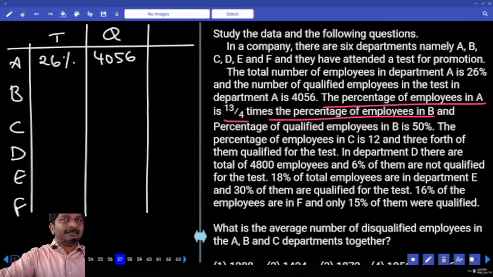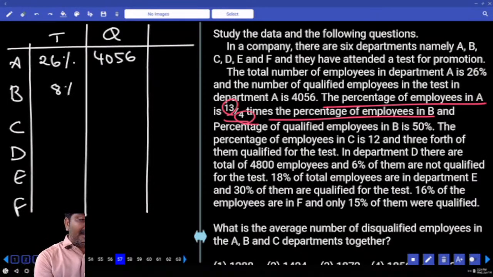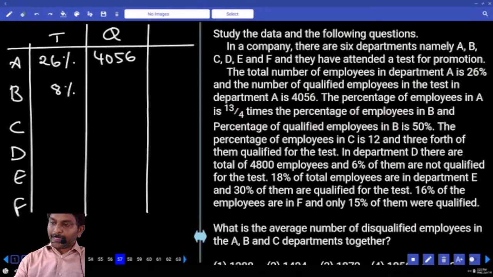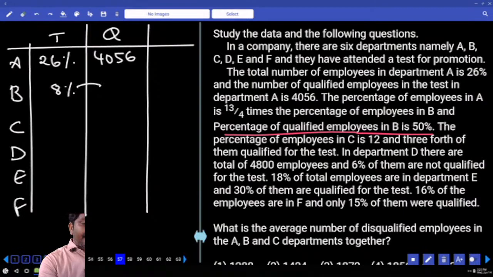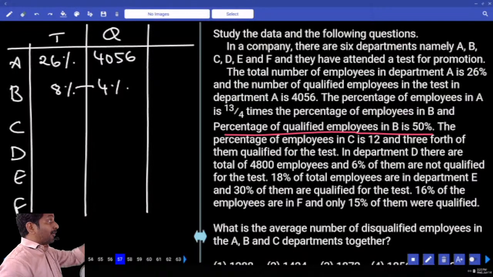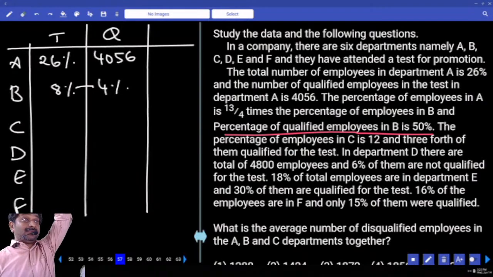What is the denominator? If B is equal to 4, A becomes 13, right? But how much is the A value we have? There it is 13 times, right? How many times do we have? Then 4 parts in the sense 8 times, 8%. Over, right. The percentage of qualified employees in B is 50%. 50% of this number, right? Come on, 4%. Do remember, we need to calculate 4% with respect to the total.